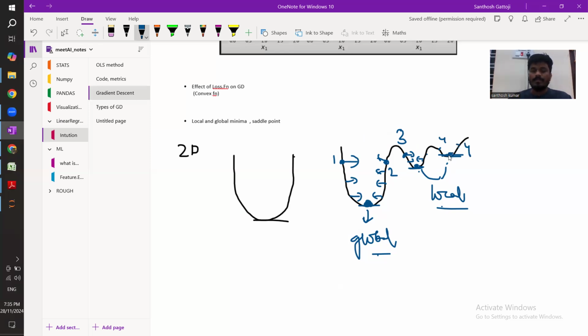But we know that there could be some other place where we can find the least minimum value, which could be the global minimum. But now if you think about it, what is causing the problem? Can you tell me what is actually causing the problem here?